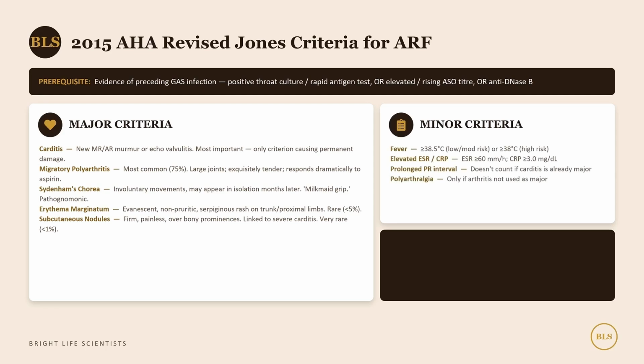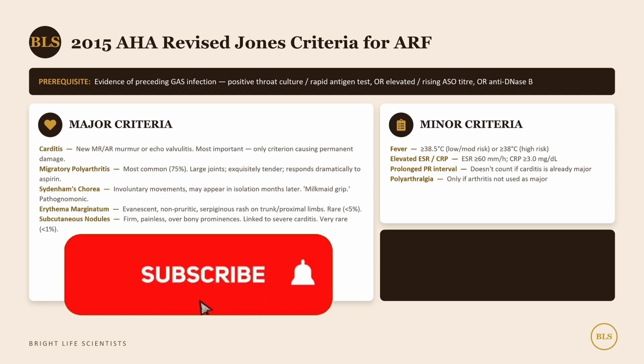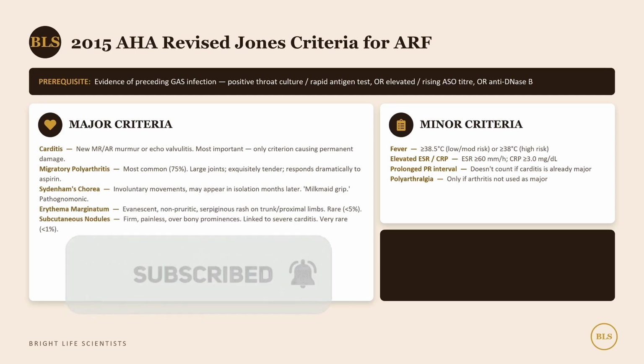Then in the minor criteria, we have parameters like fever, a fever of equal or above 38.5 degrees Celsius in the low or moderate risk, or above or equal to 38 degrees Celsius in the high risk. Then you must also have elevated ESR or CRP, also prolonged PR interval, and polyarthralgia. So this criteria has the major and the minor as we've listed them.